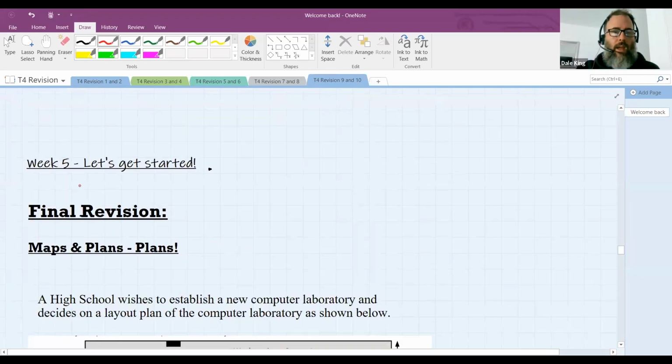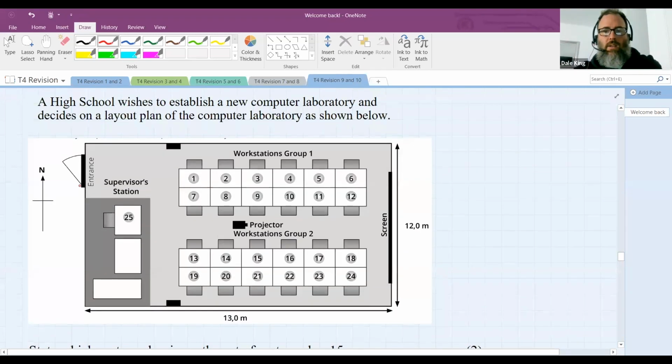And then we have desks and chairs all throughout this room with a screen over here on the right-hand side. A projector screen. There's the projector over there looking at the screen. Okay, so it's a plan view of a computer lab. All right, let's see what the questions say.